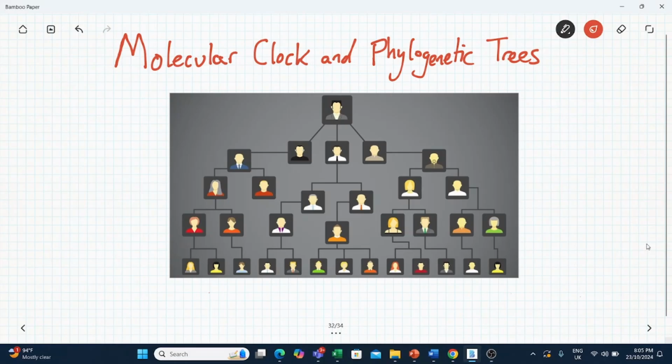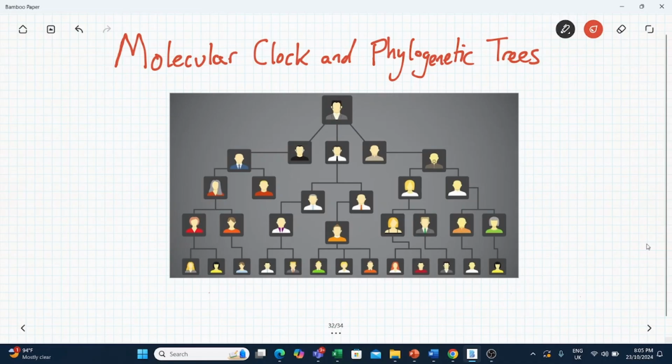Today we're going to be talking about the molecular clock and phylogenetic trees. Now what does this all mean? Well, the molecular clock can be used as a tool to find the relationship between one organism and another and find out roughly how far back we shared a common ancestor.